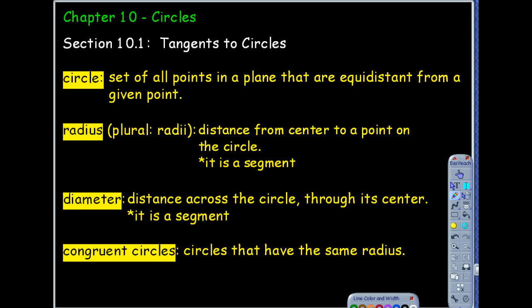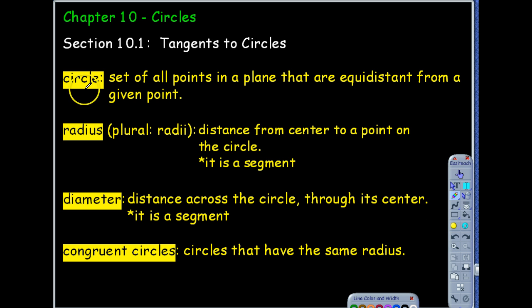So, section 10.1 is talking about this idea of a tangent to a circle. That's going to be our main focus. We are dividing this section into 2 days because there's lots of vocab and some theorems. So, we'll talk about the vocab today, and then tomorrow, you're going to see the theorems.